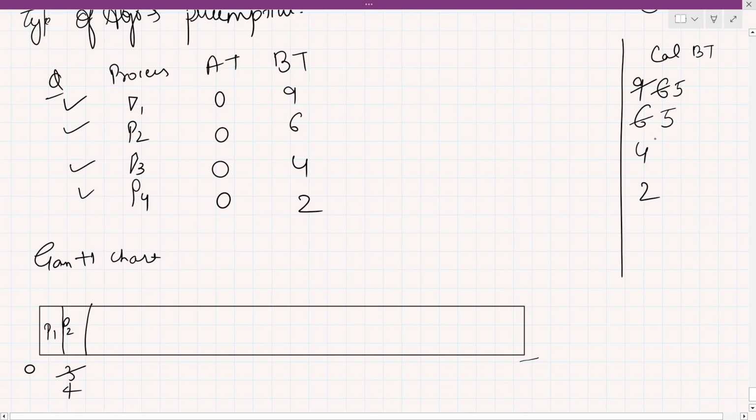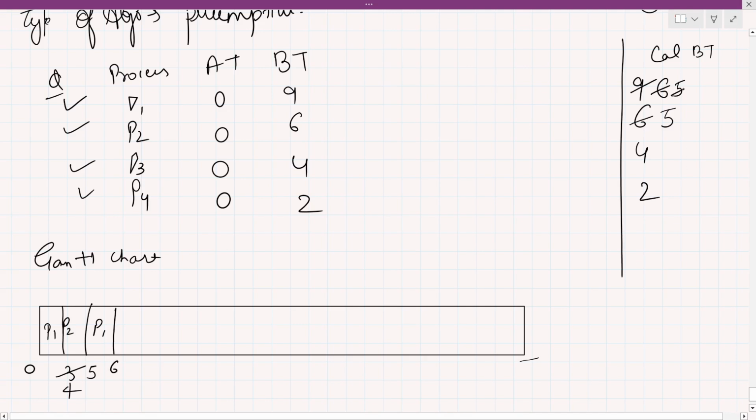Why? Because now when we execute it once and the value becomes 5, what happens? Again there is a draw between the two processes, P1 and P2. Again there is a draw, so we have to select the process which came first. Among these two, P1 came first, so P1 will get the CPU. It runs from 5 to 6. The completion of P1 will be 6.